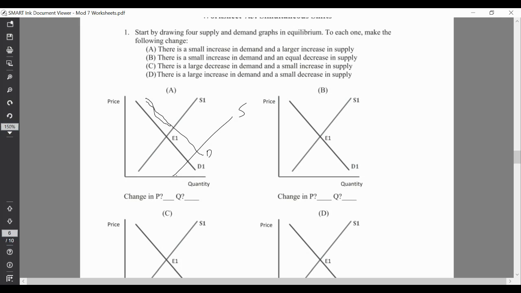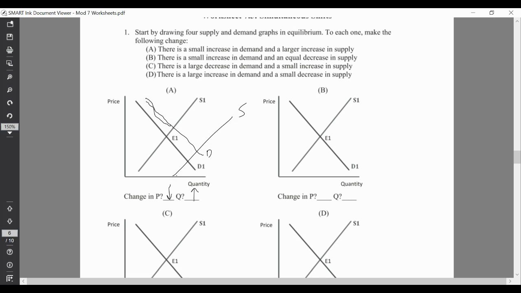What do we see happening here if there's a small increase in demand and a large increase in supply? So we're shifting right. What do we see happening? The price is doing what? The price is falling and the quantity is rising.